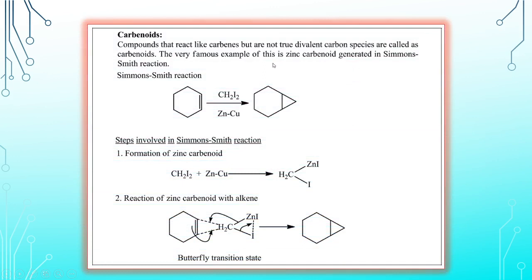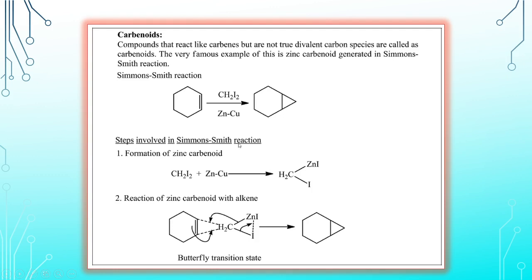The compounds that react like carbenes but are not true divalent carbon species are called carbenoids. The very famous example of this is a zinc carbenoid generated in the Simmons-Smith reaction. So this is the Simmons-Smith reaction. When an alkene is reacted with CH2I2, we get cyclopropane as a product, and these compounds are like carbenes but not true divalent carbon species, therefore they are called carbenoids.